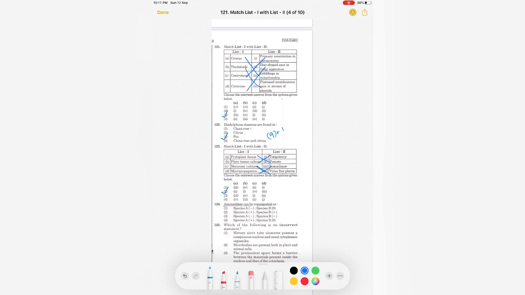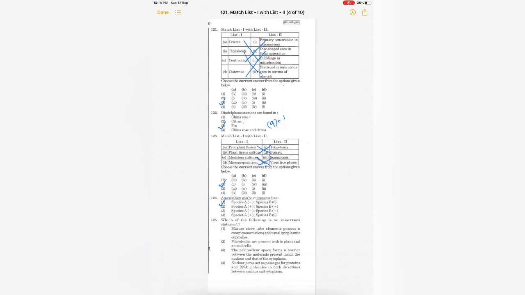Question number 124. The correct answer is option 1. Amensalism can be represented as species A minus and species B zero. In this case, one individual will be harmed and another will be unaffected. This relationship is called amensalism.